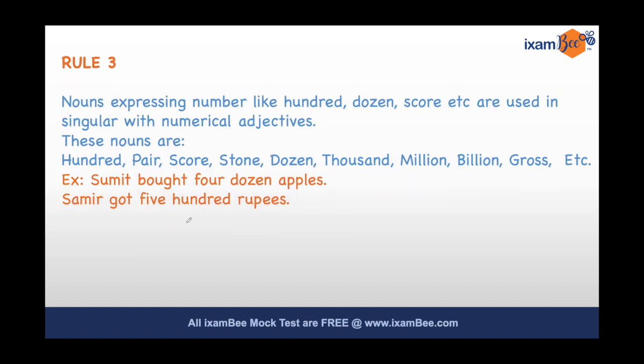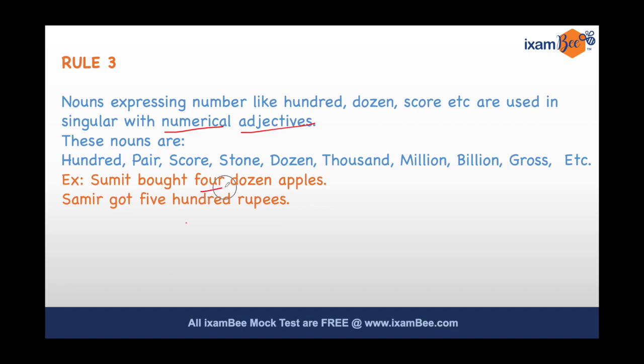Let's look at rule number 3. Now, there are some nouns expressing a number like 100, dozen, score. Now, they are used as singular, but they are usually accompanied by numerical adjectives. Let's look at the example. I think it will be easier for you to understand.